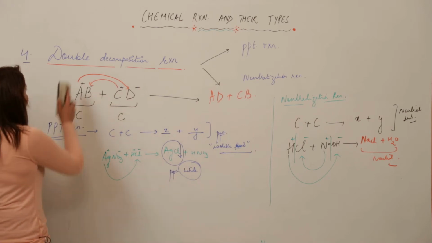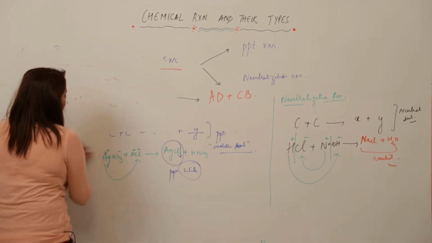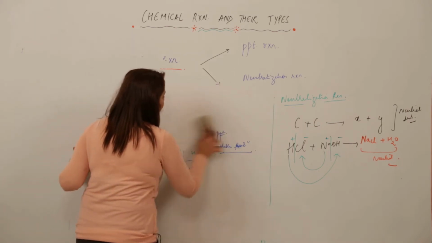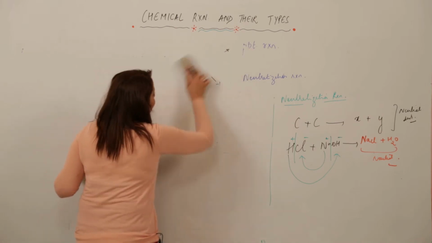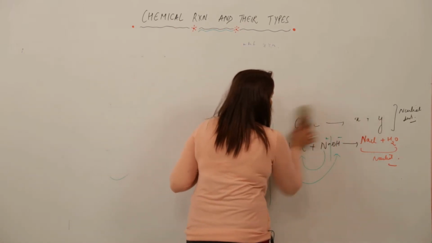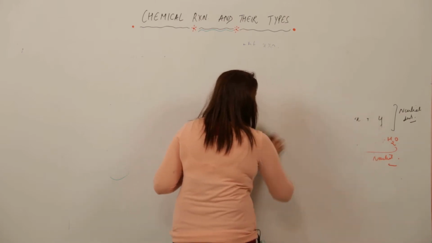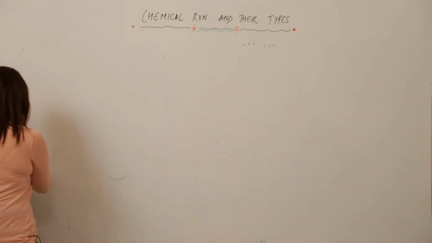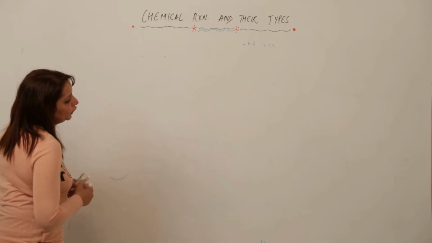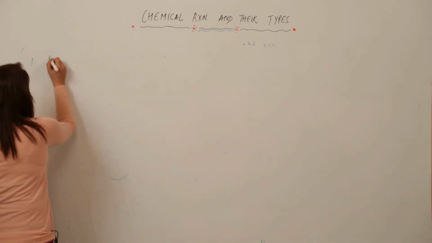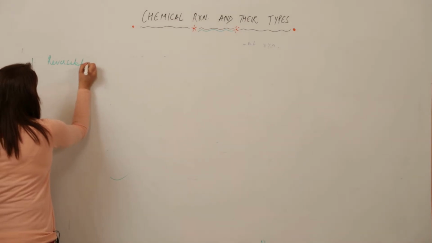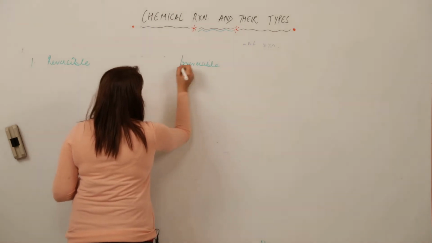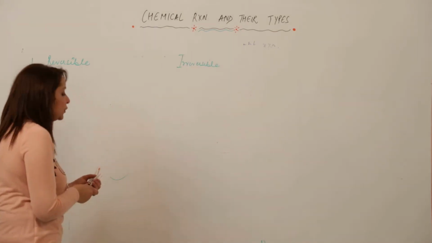Now we will take up another kind of reaction, the irreversible and reversible reaction. That means how reactants can form the product and how the product can form the reactant. On that basis we have two more kinds of reaction, the reversible reaction and the irreversible reaction. I am writing it for you, so look at the board carefully. We have reversible and irreversible reaction. Now what is the difference between the two?